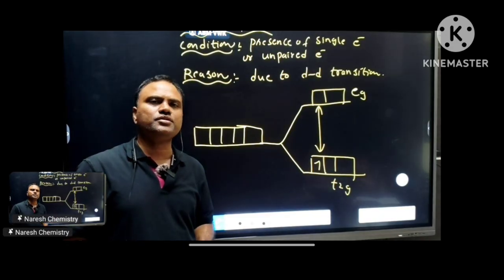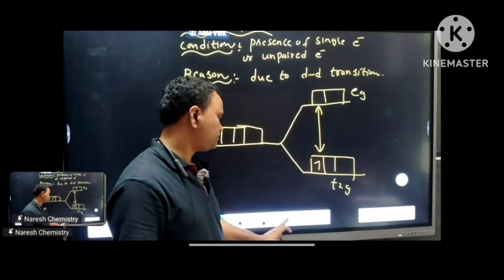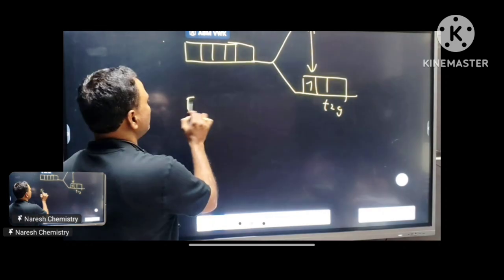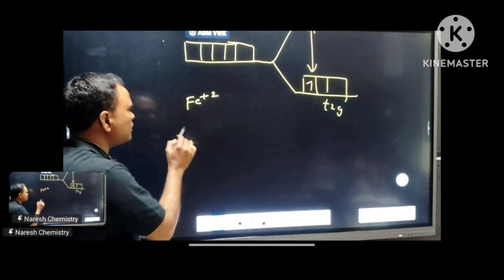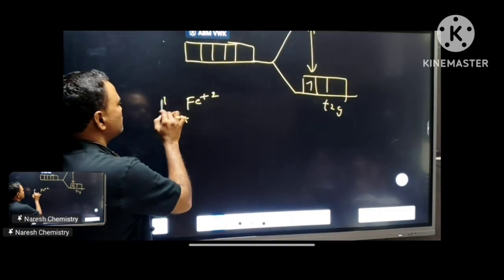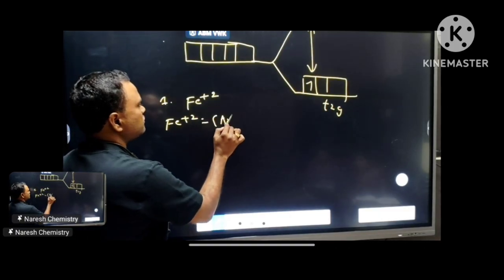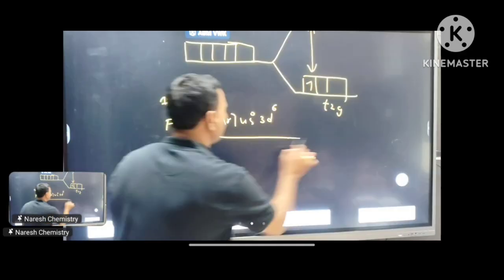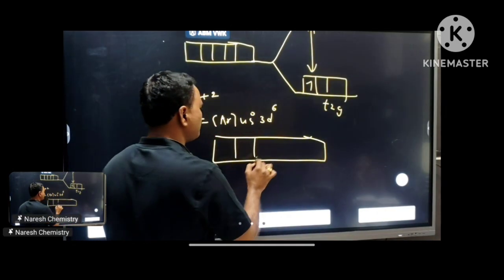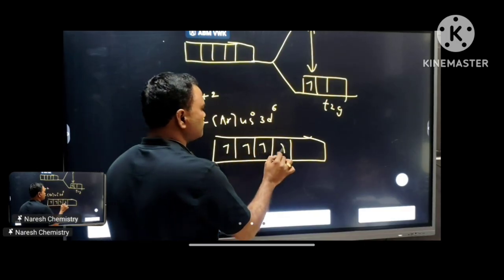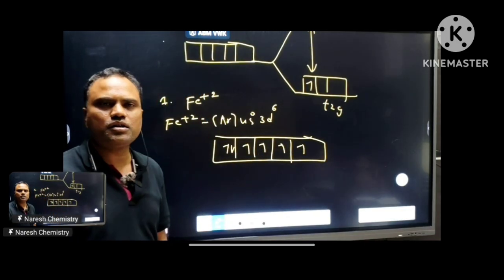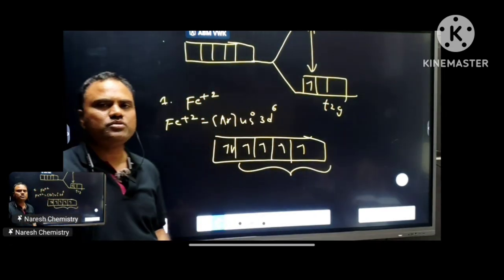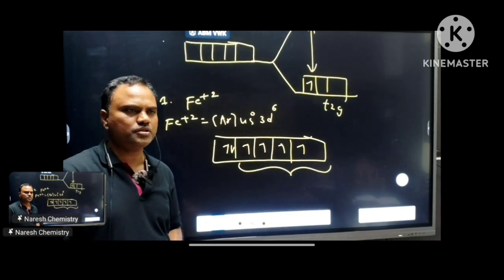But what are the exceptional cases? For example, will Fe plus 2 show color property? What is the configuration of Fe plus 2? Argon 4s0, 3d6. In the d orbital, how many electrons are present? 1, 2, 3, 4, 5, 6. How many single electrons are present? 4 single electrons are present. So Fe plus 2 exhibits color.